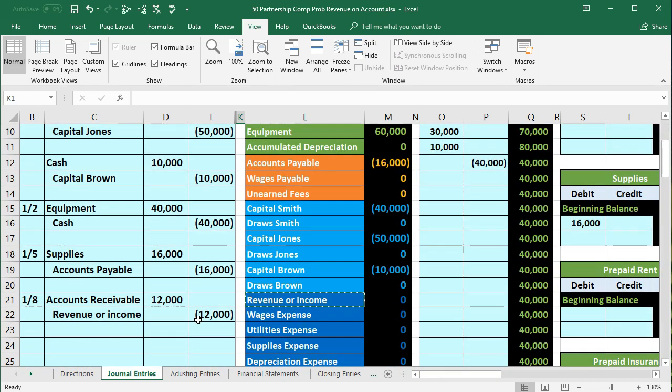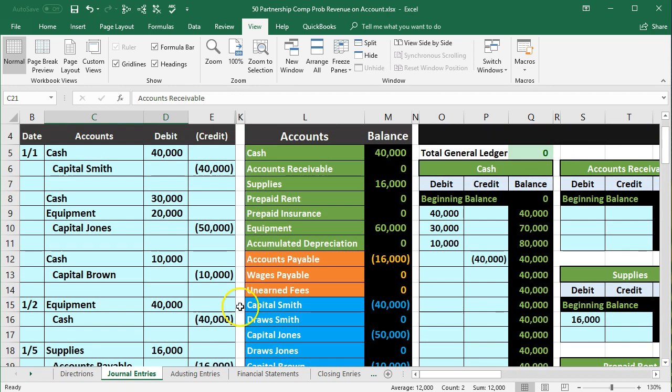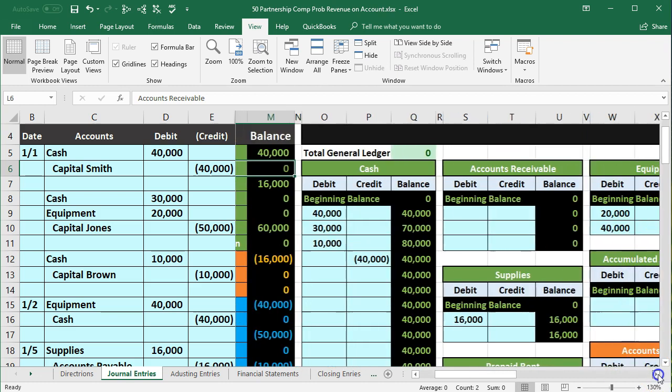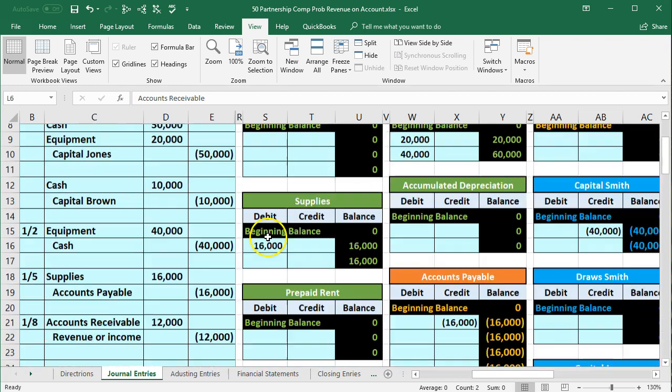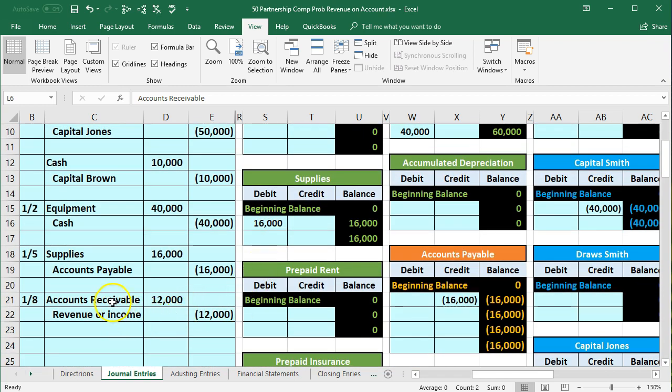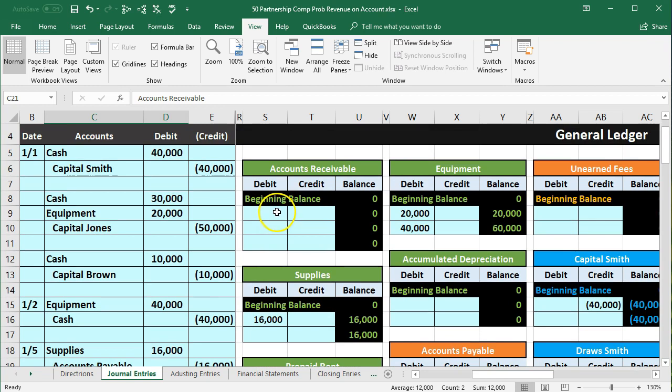Okay, so now we're going to scroll back down. We want to record this one. Here's the 12,000 in our journal entry. Here it is in the trial balance, our second account, and it's our second account then in the GL as well. So I'm going to scroll just to the right just a bit so it's flush. There's the accounts receivable.